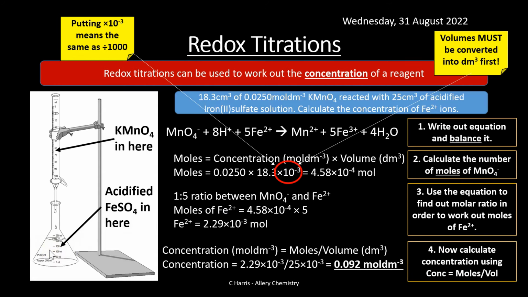Then we need to calculate the concentration of Fe2+ ions, and again from year 1, concentration is moles divided by volume. So the number of moles is 2.29 times 10 to the minus 3, the number of moles of iron, divided by the volume, which is 25 centimeters cubed, times 10 to the minus 3 to convert that to decimeters cubed. That gets us 0.092 moles per decimeter cubed. So this is basically using a titration to work out the strength of this solution. We can react it with something else, use molar ratios, and work out the moles there.